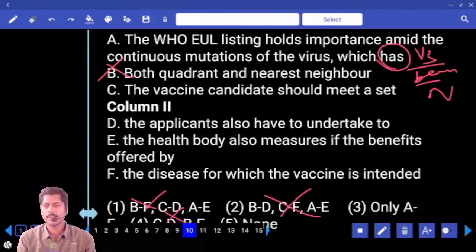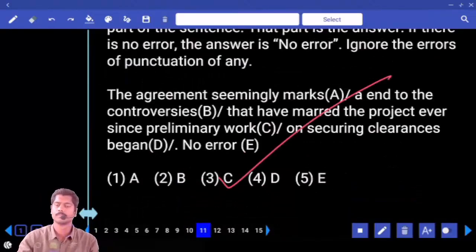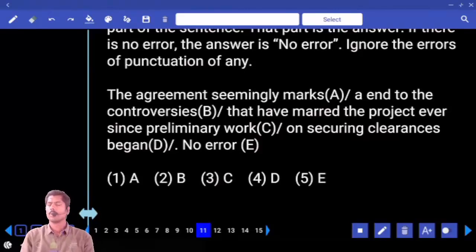The vaccine candidate should meet a set of something. A set the. No, answer is none. Error location: the agreement seemingly marks an end. Is it correct? What do I need? Is "an end" wrong? It marks an end. An end will never come.